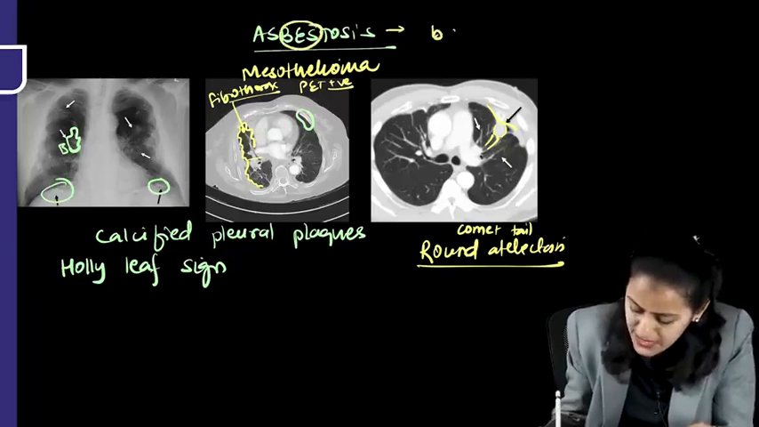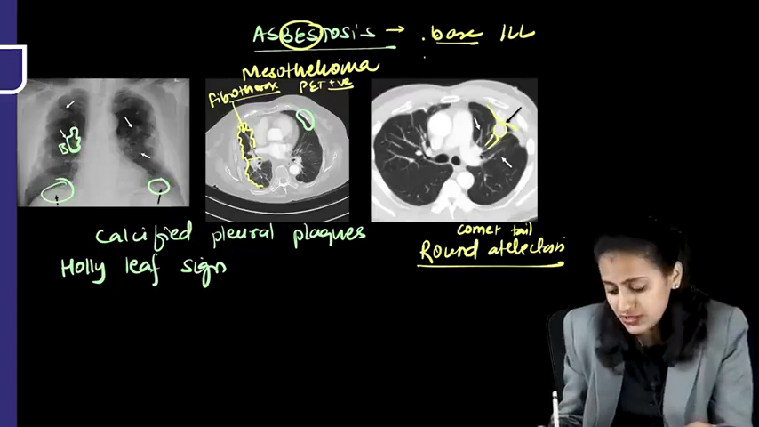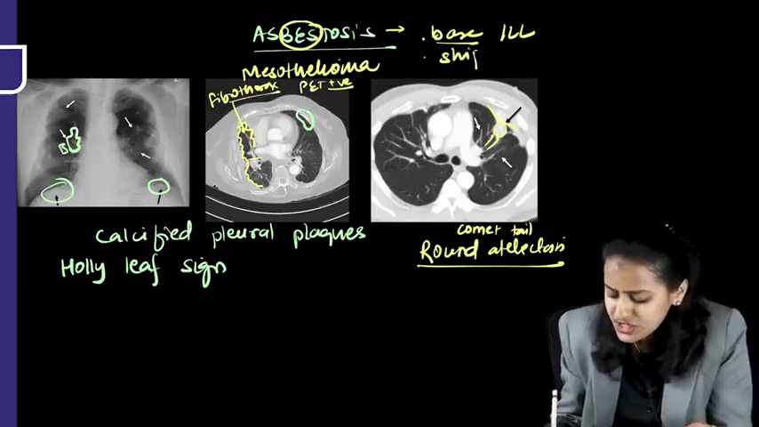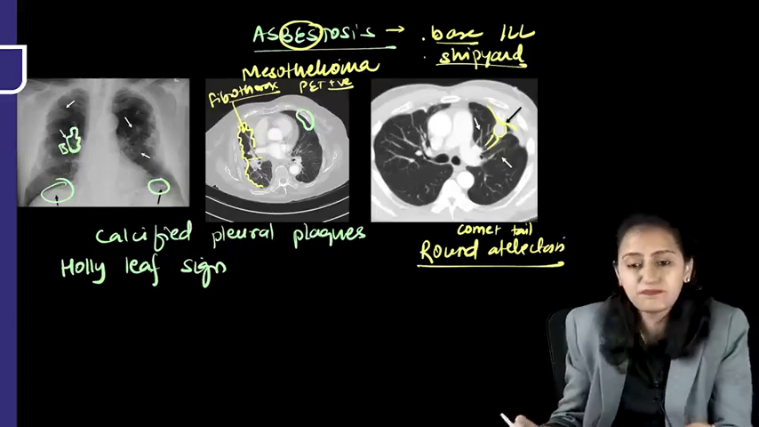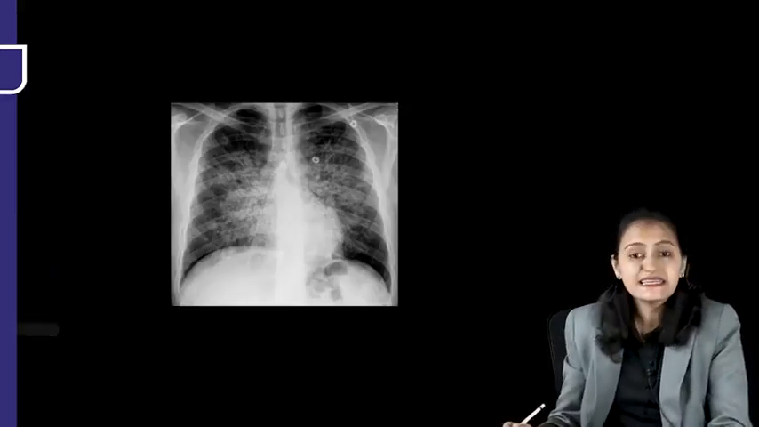Asbestosis, remember, involves the base of the lung, that is the lower lobe. The occupational history generally here is the shipyard history. Okay, the shipyard history is what is generally given. Next one, what are we seeing here?